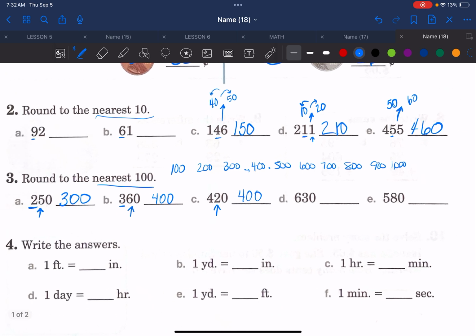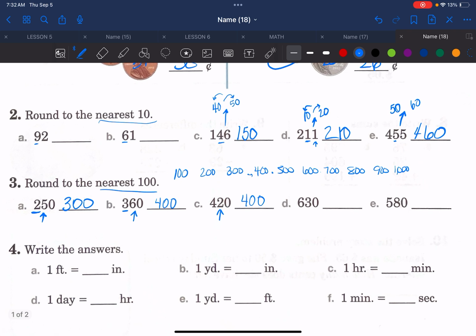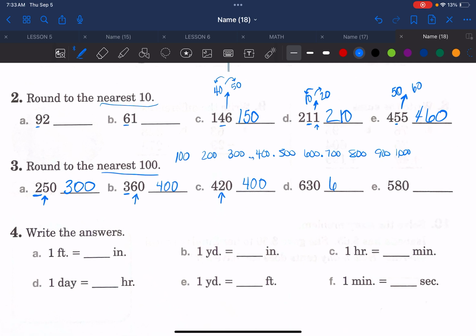Okay, then 630. Here's where 630 would be. It's in between 600 and 700. Does it round down to 600 or up to 700? Down to 600. And then 580. 580 would be right around here between 500 and 600. But if I look at the 8, does the 8 round down or up? It rounds up to the 600.